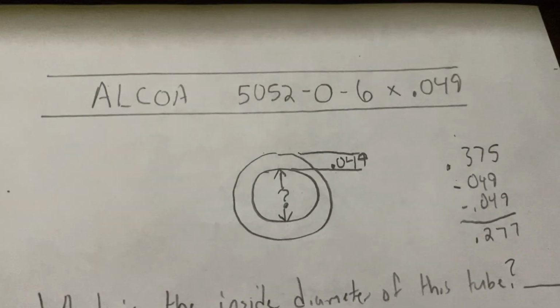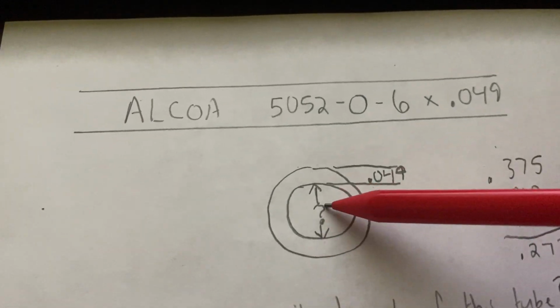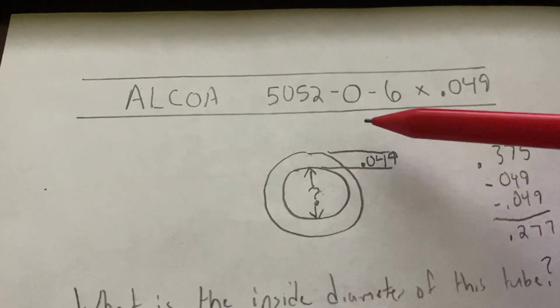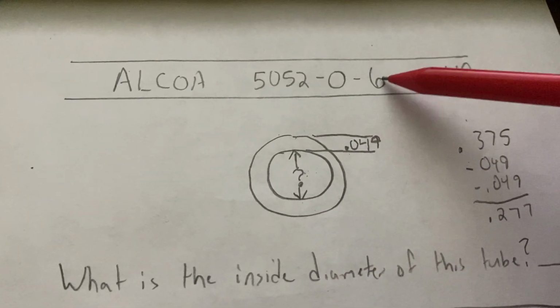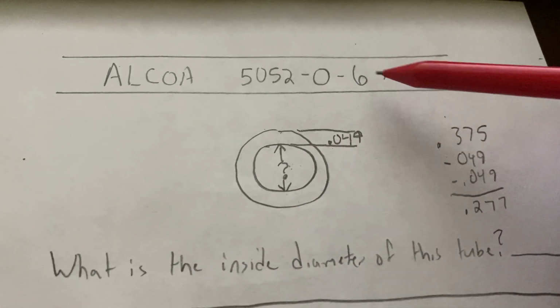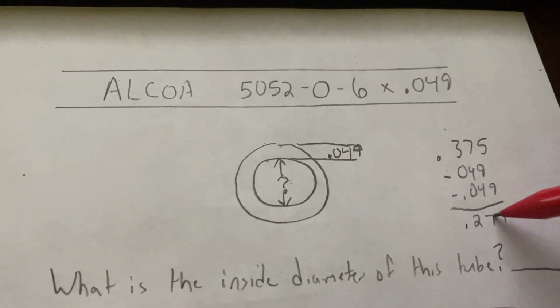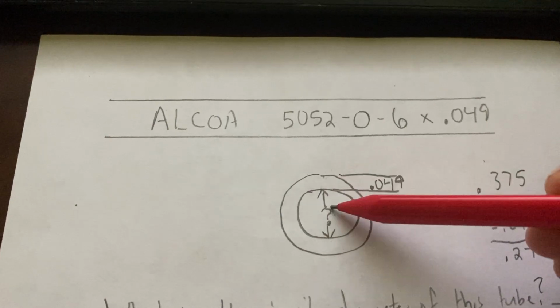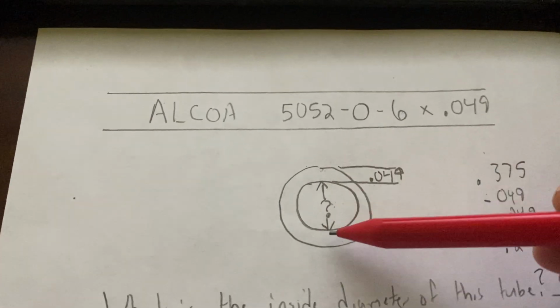It's always easy to check these on the inside diameter questions because you can take your final answer, add the wall thickness twice, and you should be back up to the outside diameter, which is this -6 on this tube. So the final answer on this one would be the 0.277 would be the inside diameter. And like I said, you can double check that by adding wall thickness.